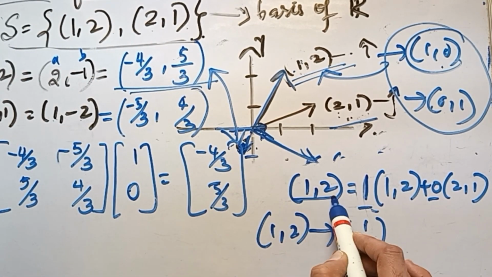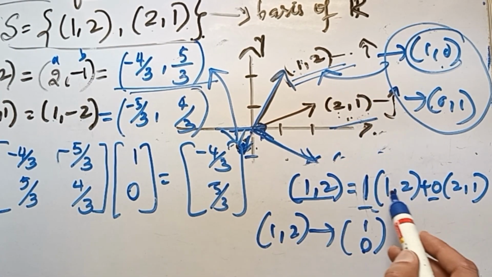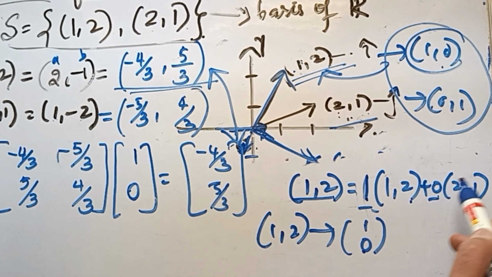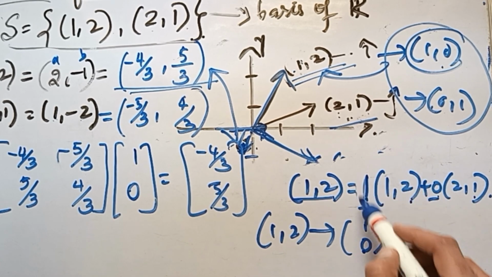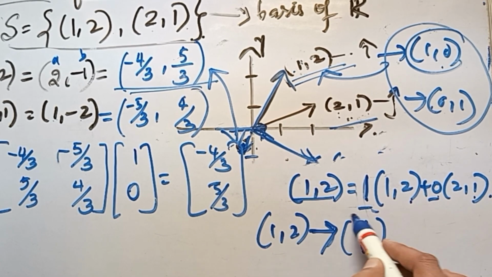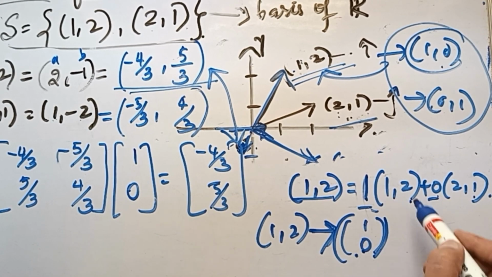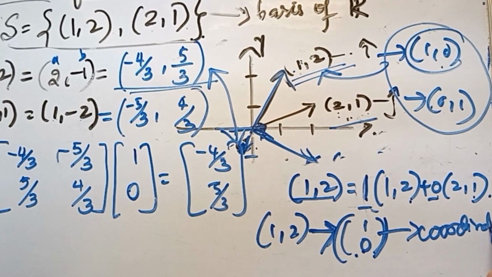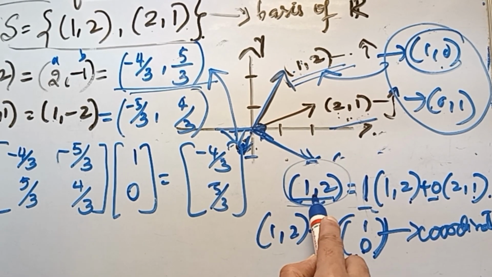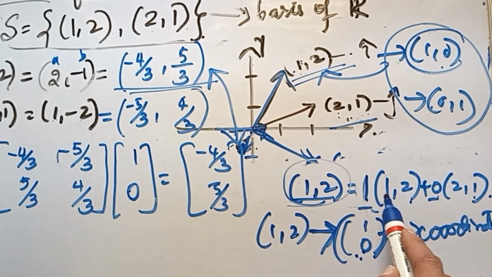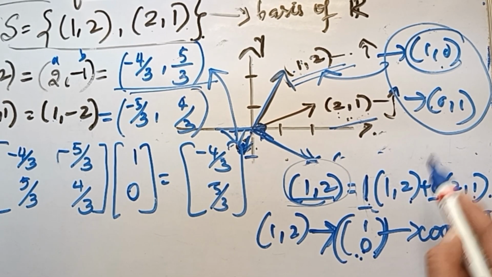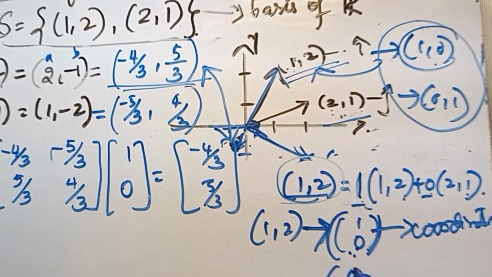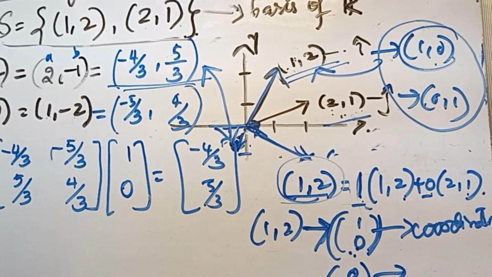Therefore (1,2) in the new coordinate system is nothing but 1 times (1,2) plus 0 times (2,1). Then you will get that vector. Therefore (1,2) is called (1,0) in the new coordinate system. These are called coordinates. These are coordinates of the vector. (1,2) anyway we are writing in our language. In the new language it is (1,0). Therefore (2,1) is nothing but 0 times (1,2) plus 1 times (2,1). That becomes (0,1) in the new coordinate system.